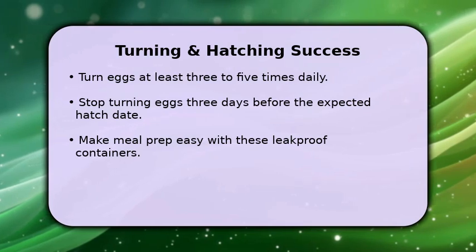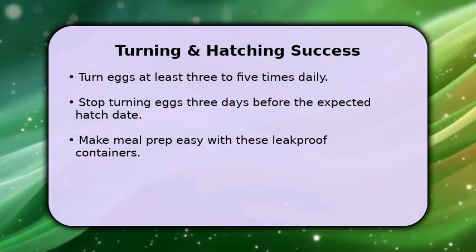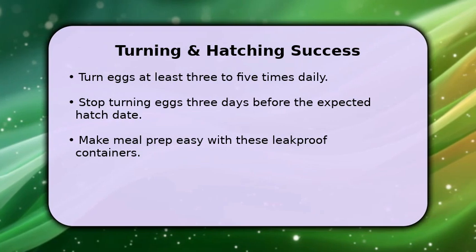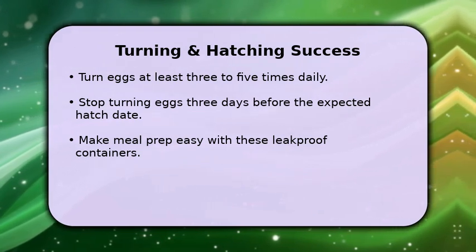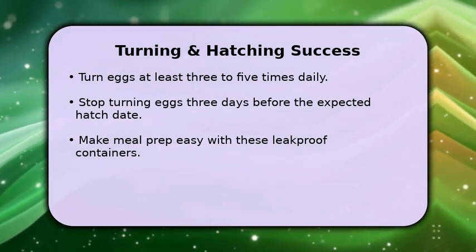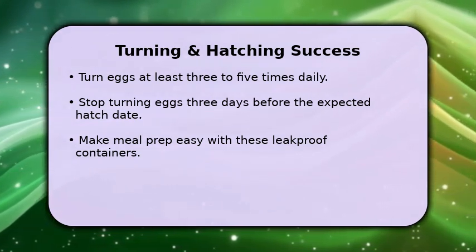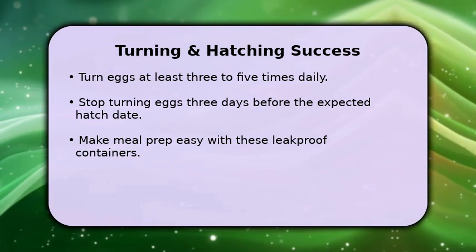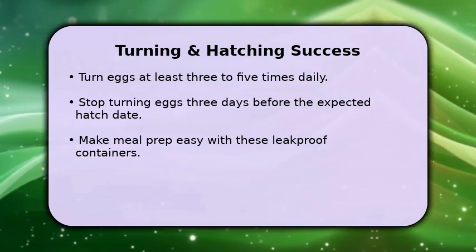Regular turning is essential for even heat distribution and preventing the embryo from sticking. Turn your eggs at least 3 to 5 times daily, but avoid turning them during the final 3 days before hatching. This allows the chick to position itself correctly for hatching.